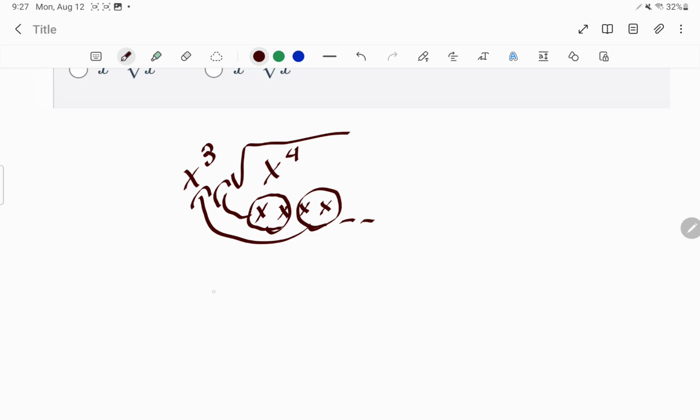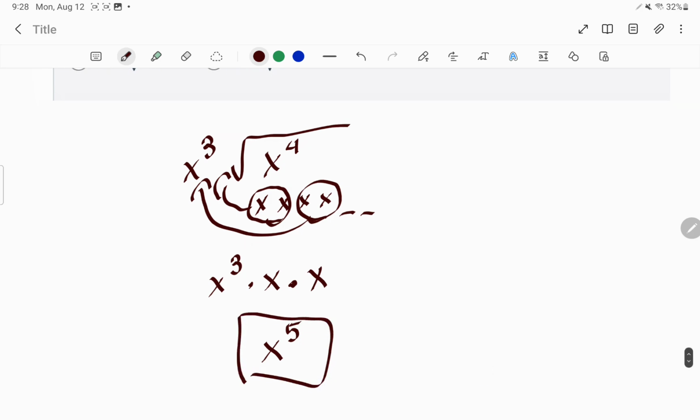So in this case, we would have x to the 3rd power times x times x. There would not be a radical, so we don't have it anymore. And now we just have to figure out what this is, so that would be x to the 5th power. Because we already have 3 x's, you're going to be increasing it by 2, so now we have x to the 5th power. And that is my answer for this one.